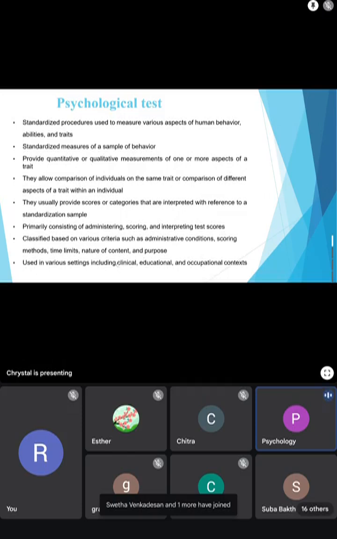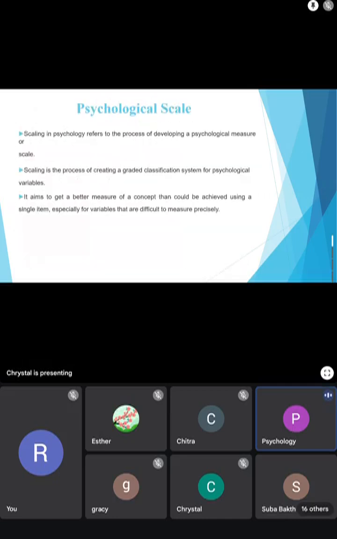Okay. Now to the concept of a scale. Next slide. I think Shubha madam will be the better person to say what a scale is. It is actually a measurement. A scale is defined as a graded classification system. Madam, you can just repeat what a scale is.